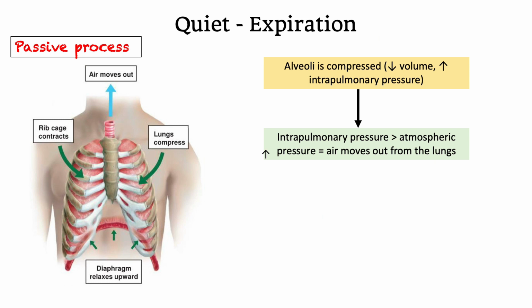And then, once the intrapleural pressure is becoming less negative, it will compress the alveoli. So when the alveoli are compressed, again, volume is decreased and it will increase the intrapulmonary pressure. So once the intrapulmonary pressure is higher than the atmospheric pressure, air will move out from the lung. Okay, and then the expiration process is complete.